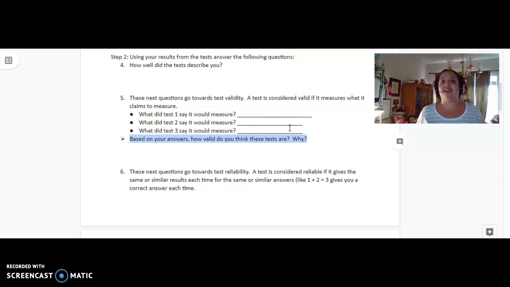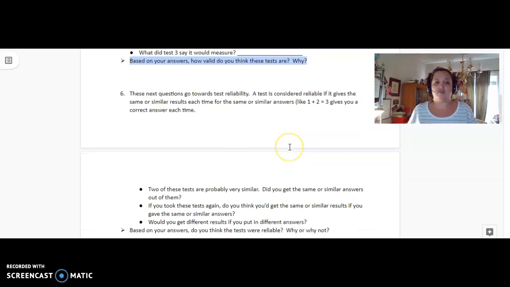So it might be that it's not a good measurement of you as a person, but that doesn't mean it's invalid. So you have to be careful to separate the two. You can have a perfectly valid test that measured personality like it said it would and hate the results. That happens. That's okay. Next question, number 6, that's testing reliability.